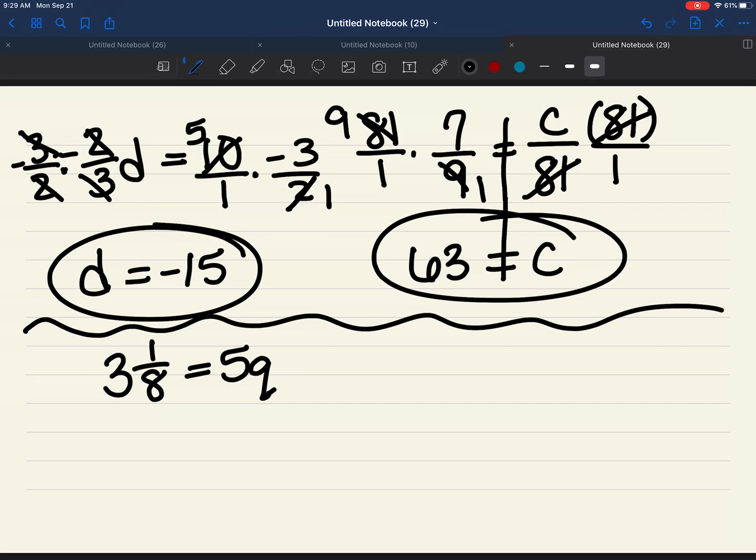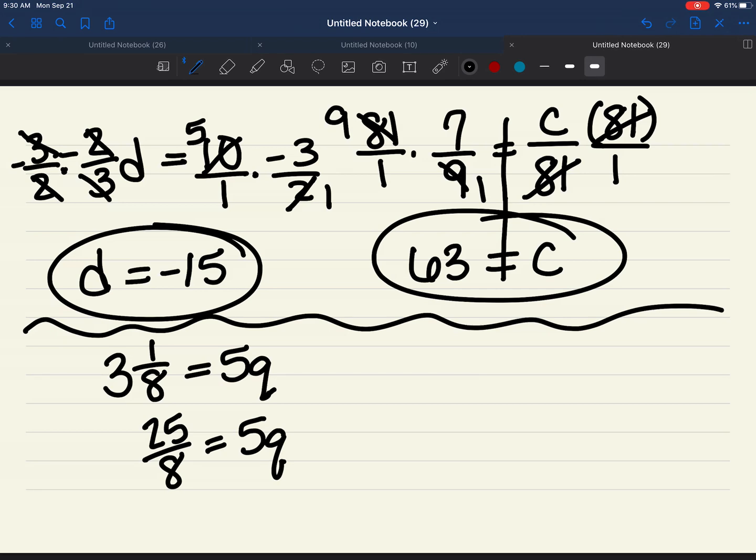All right. Rylan, what if I have 3 and 1/8 is equal to 5Q? You divide 5 first from the right side. Get rid of it. Okay. Do I want to do that though with the way the left side looks currently? No. What would I want to do to that left side? Turn it into an improper fraction. Okay, how would you do that? 8 times 3, which is 24. Plus 1? 25. So you would get 25 over 8 is equal to 5Q.